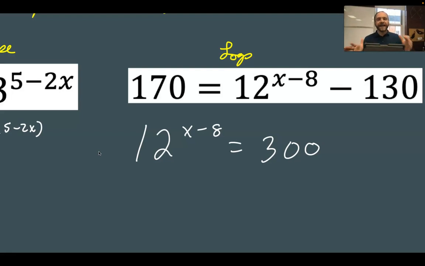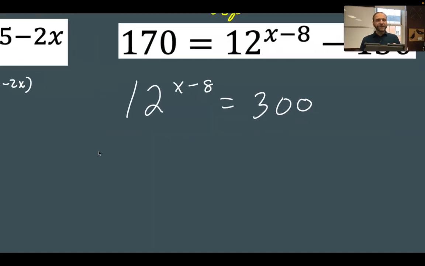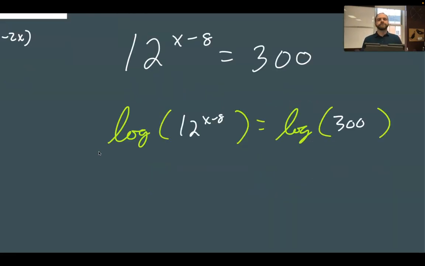But if you don't have that, that's fine. You have a general understanding, which is a very common, nothing wrong understanding of logarithms. You have to realize, ooh, I don't like exponents with variables, so I have to get the variable out of the exponent. So that means I'm going to take the log of both sides. And so I'm going to take the log of 12 to the x minus 8, check. And I'm going to take the log of 300, check.